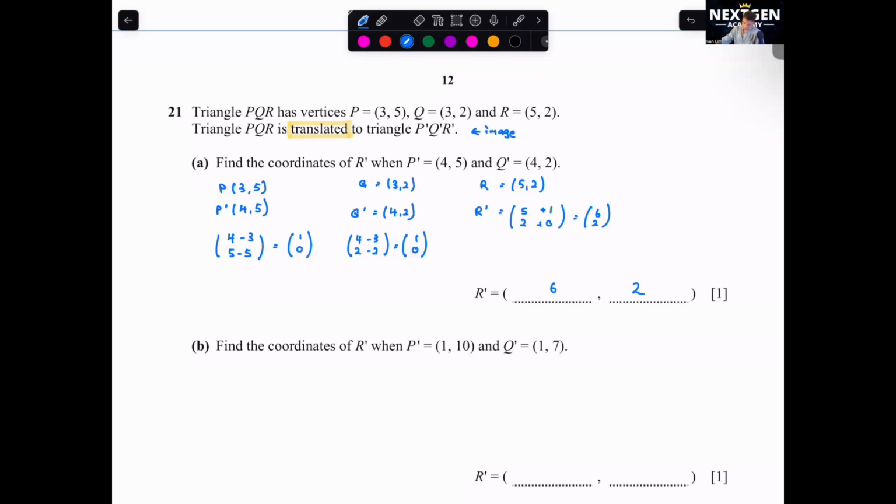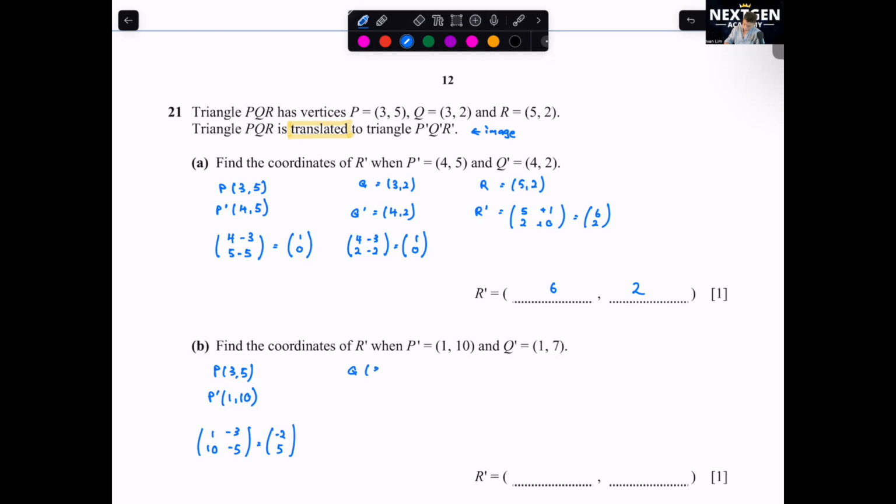Okay, the next one, same thing. We're going to do the same thing. P (3, 5), P prime (1, 10). Then you see the translation: (1, 10) minus (3, 5) gives (-2, 5). Okay, we check for the other one also.